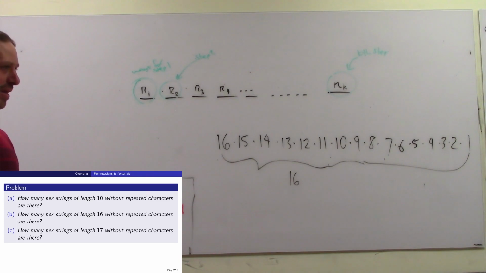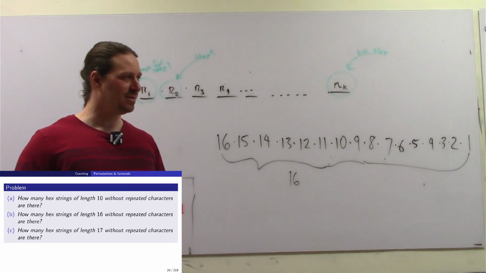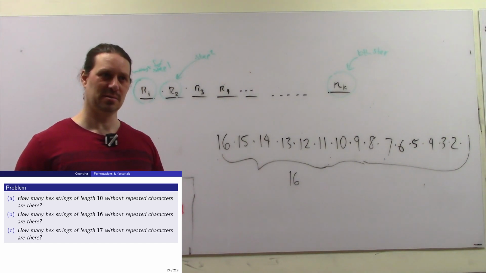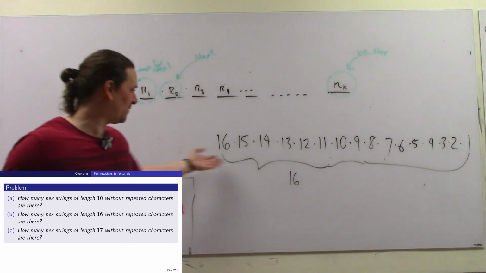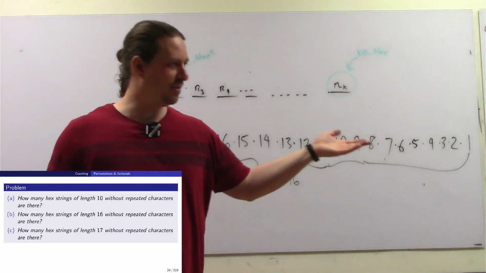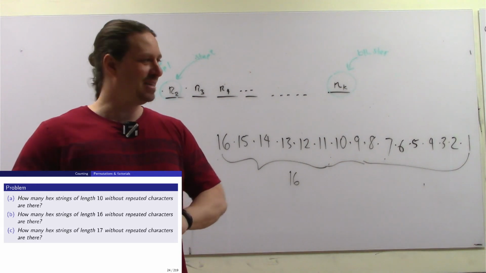Okay? All right, now the trick question. What if I wanted a hex string of length 17 with no repeats? Yeah, you're shaking your head, right? You can't do it, right? Forget about this model here. If you have 17 characters written down out of an alphabet of 16, you're going to get a repeat, okay? No matter what.